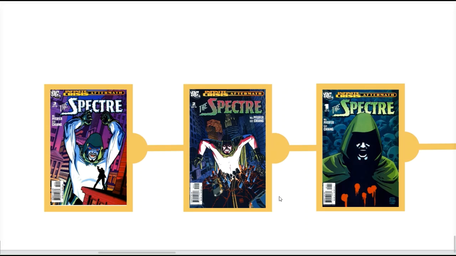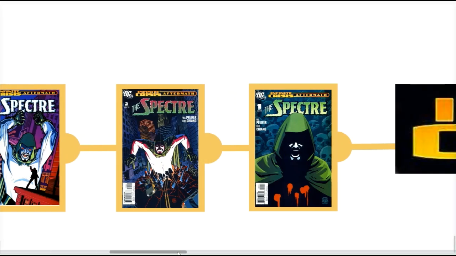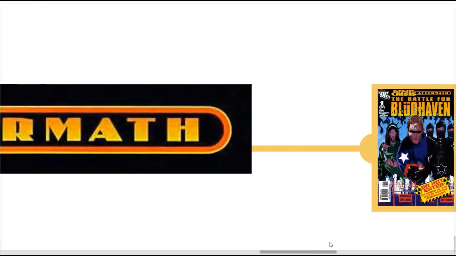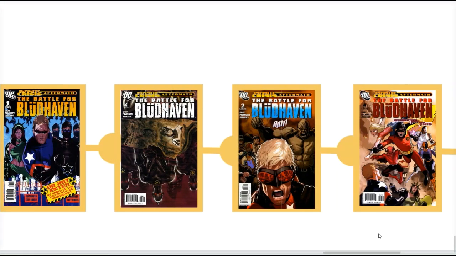Infinite Crisis, The Spectre, issues 1 to 3. It's a 3-issue miniseries set a year after the Infinite Crisis event and starring Crispus Allen. If you don't know who that is, you've got an interesting story ahead of you. The other Infinite Crisis Aftermath branded thing is The Battle for Bloodhaven, which is a 6-issue series.